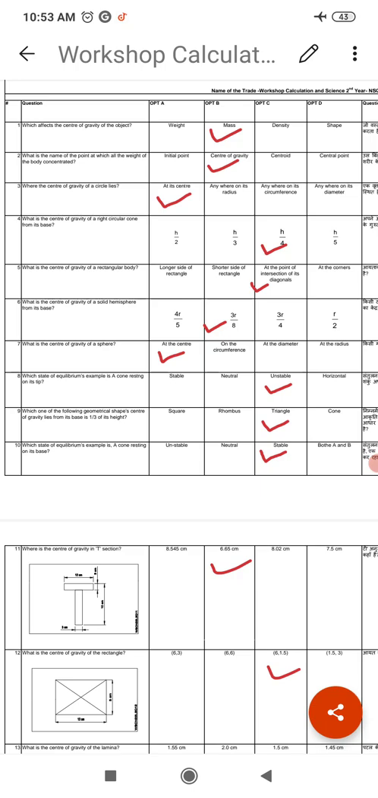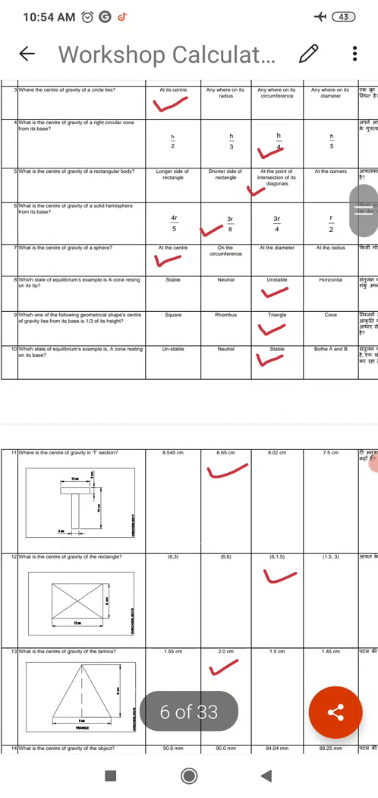Next, which state of equilibrium is the example in A? Cone resting on its tip. Answer is C, unstable. Next, in which one of the following geometrical shapes does the center of gravity lie from its base at 1/3 of its height? Answer is C, triangle. Which state of equilibrium is a cone resting on its base? Its answer is stable. Option C.